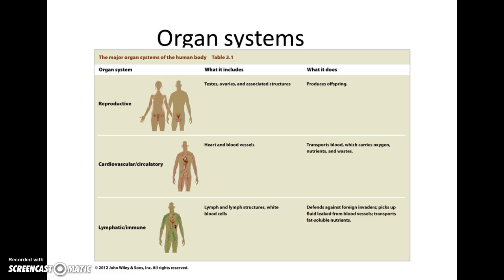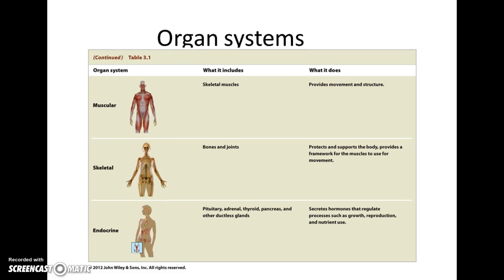Then we have our reproductive system, our cardiovascular system, which is quite important in transporting all of our nutrients around our body. Our lymphatic system, which is important in transporting fat-soluble substances around our body as well.